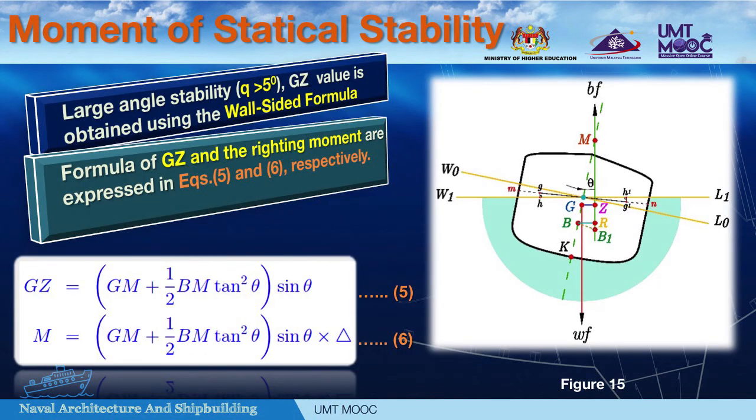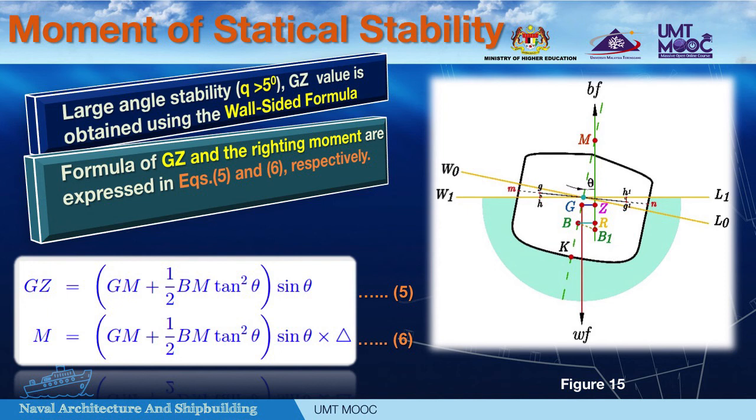In the case of ship stability at large angle of heel, meaning greater than 5 degrees, the formula of the righting lever GZ can be obtained using the wall-sided formula. Through the comprehensive derivation of the equation, the final formula of GZ is expressed in equation 5. Hence, the formula of the righting moment at large angle of heel can be written as expressed in equation 6.